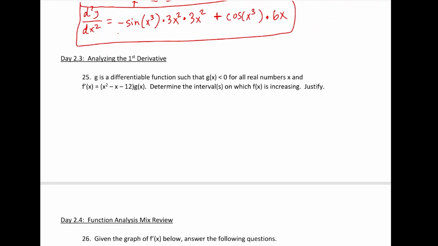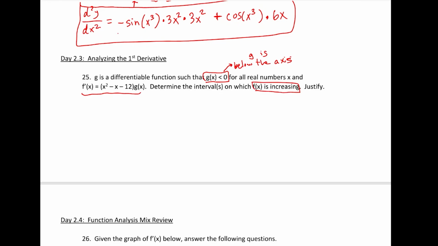Okay, number 25. G is a differentiable function, so that G is negative. That means G is below the x-axis. Don't know if that's going to be relevant here, but probably. So G is below the x-axis. Okay, and f prime is given here. Determine the intervals on which f is increasing.